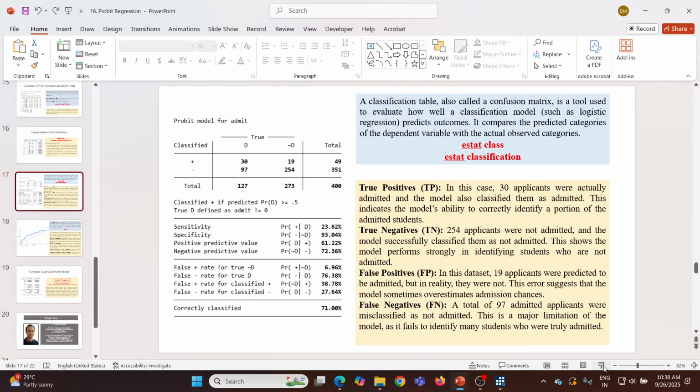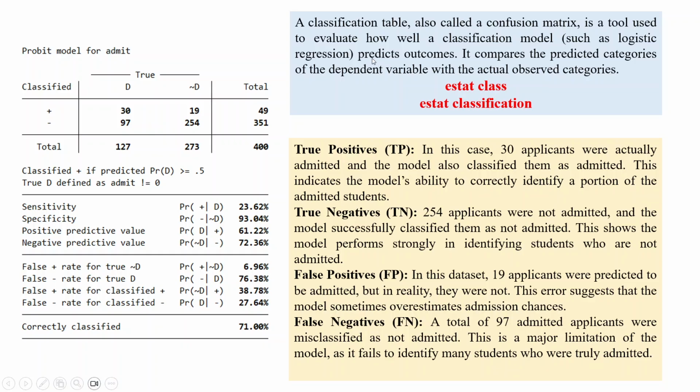Now we will generate the classification table. What is it? A classification table, also called a confusion matrix, is a tool used to evaluate how well a classification model such as logistic or Probit predicts the outcome. So basically it is used in logistic regression and Probit regression. It compares the predicted categories of the dependent variable with the actual observed categories.